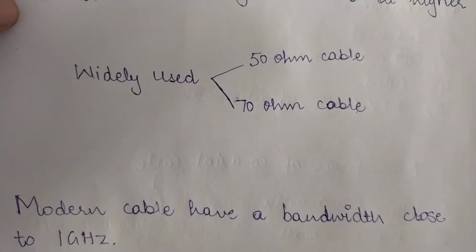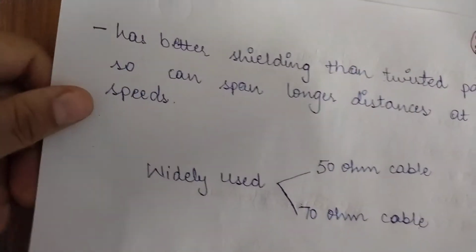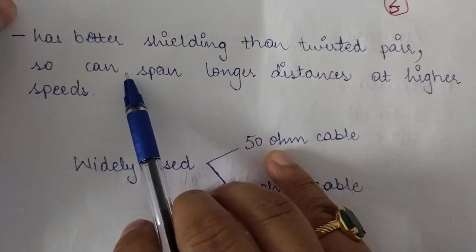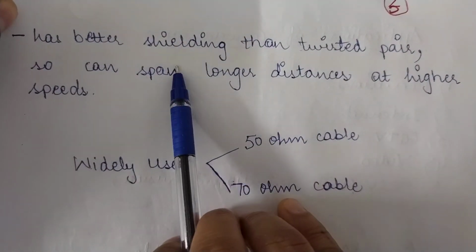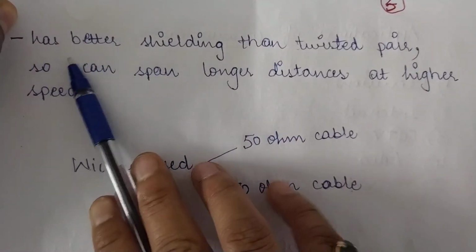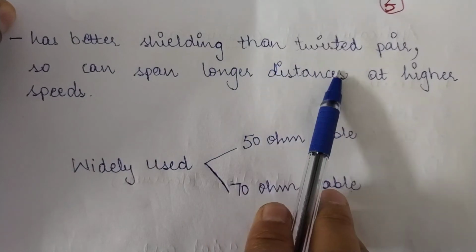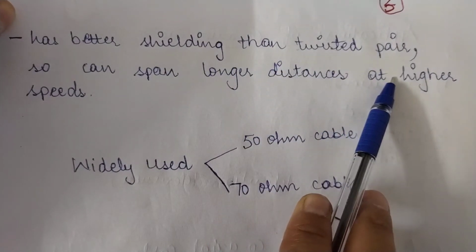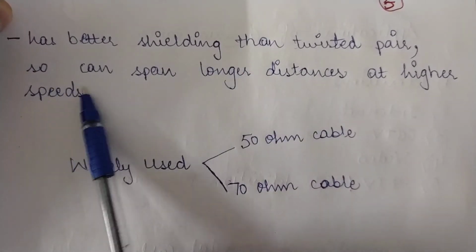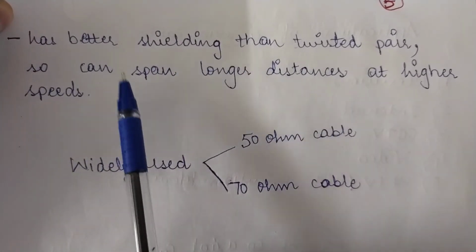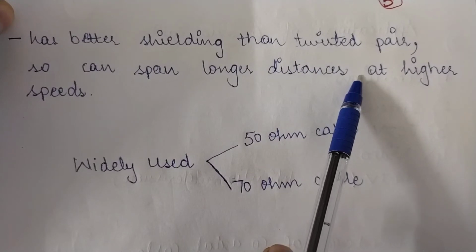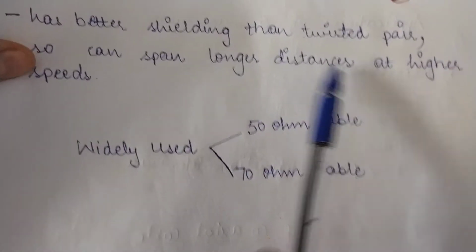Okay, so if I do a comparison between the twisted pair which we have studied in our previous video and a coaxial cable, it is quite obvious and you can easily see that the coaxial cable has better shielding than the twisted pair. So many layers of shielding, obviously the shielding is better than the twisted pair, and obviously if it has better shielding, it can span longer distances at higher speeds, right?